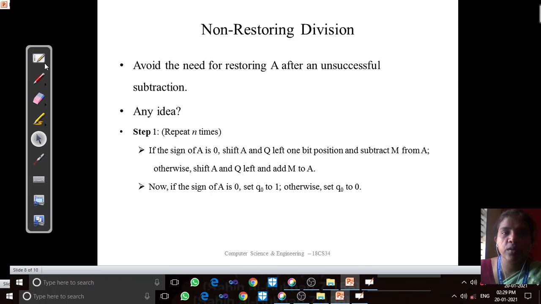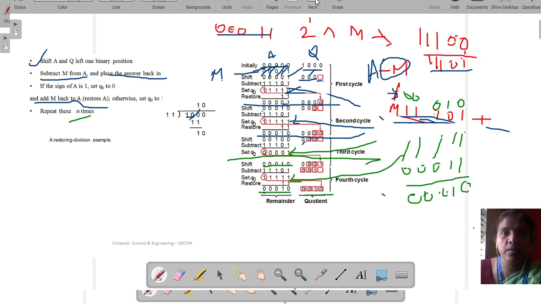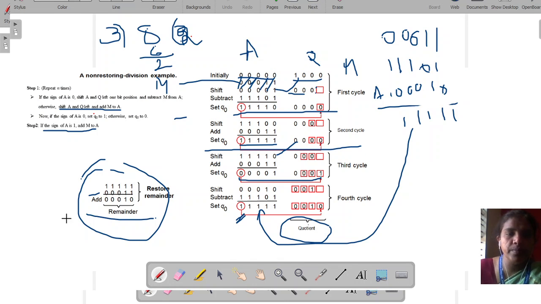Now let us go back to the example over here. You can see. Now, similarly, as you have done the same divide, we have taken 8 divided by 3, the remainder is 2, quotient is 2. The steps are different here. If sign of A is 0, shift A and Q left 1 bit position and subtract M from A. This is if it is sign of A.